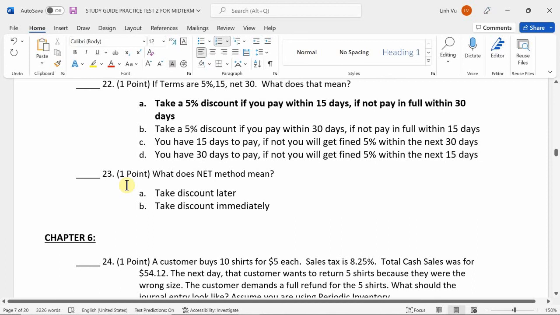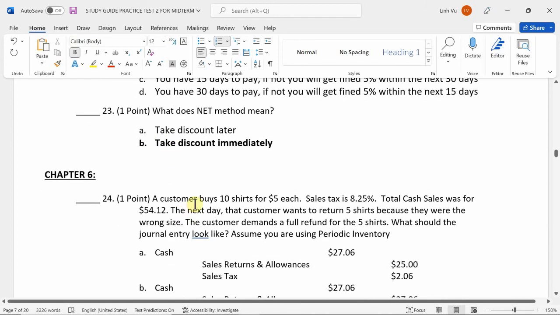Number 23, what does net method mean? Net method means you're going to take the discount later or you're going to take the discount immediately. So net, once again, you're going to take that discount immediately.